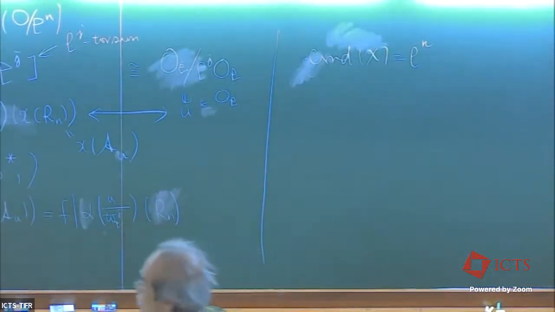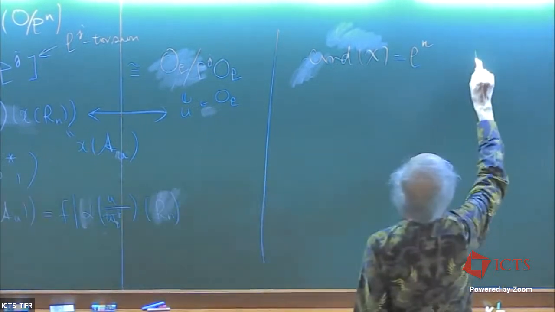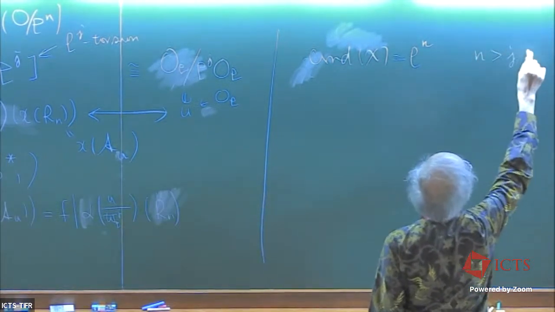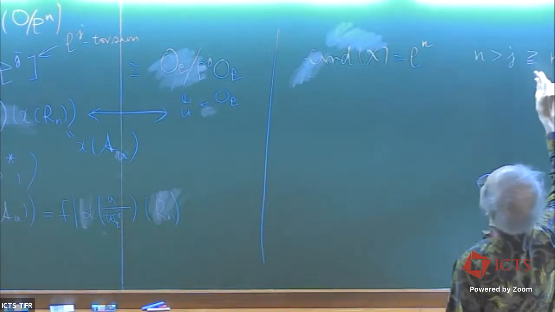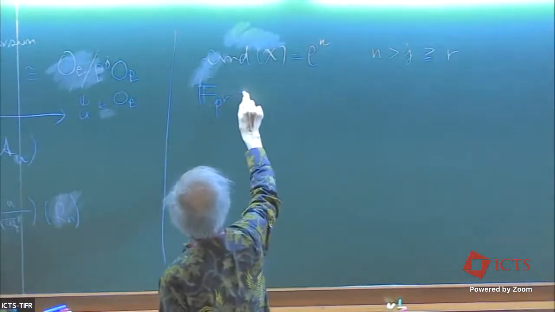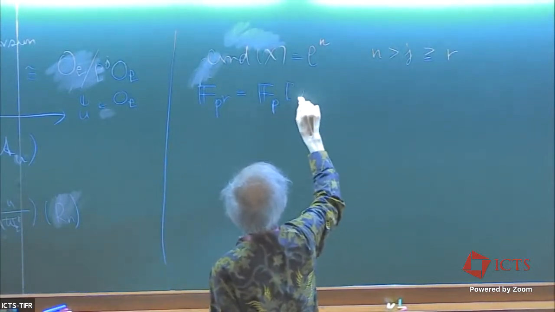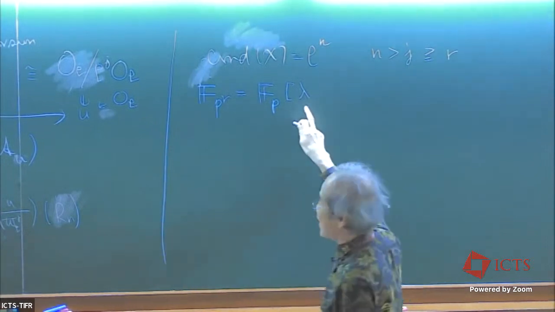The symbol chi is all the time a character of gamma, okay? And the psi is fixed. And n is sufficiently large, bigger than j. j is bigger than or equal to r. You remember that F_p to the r is the field of rationality of lambda.